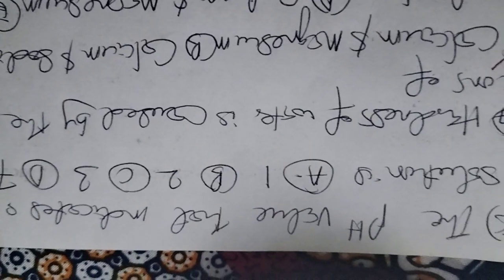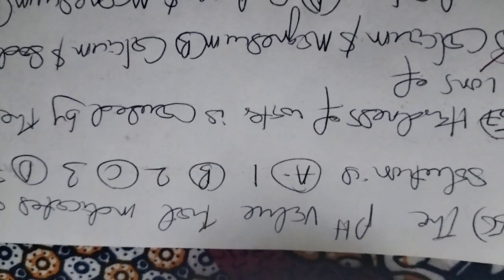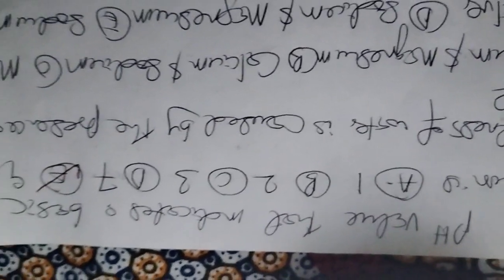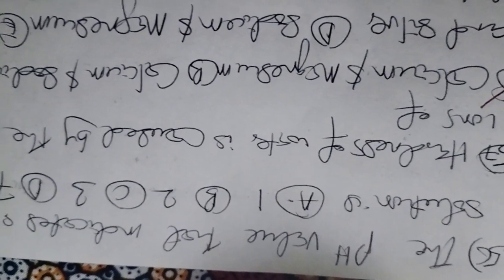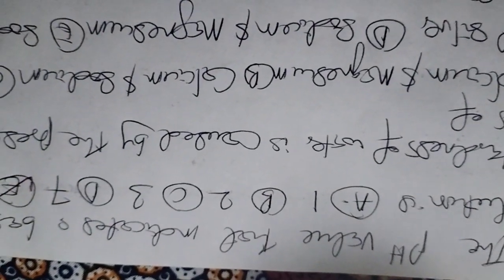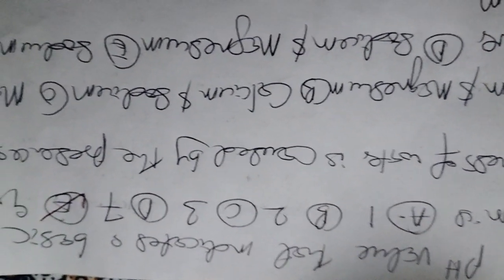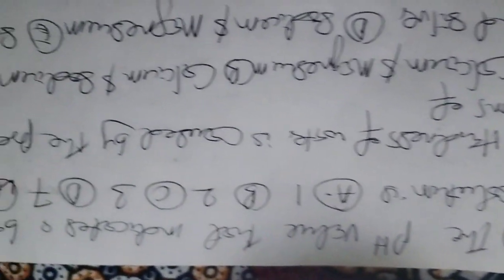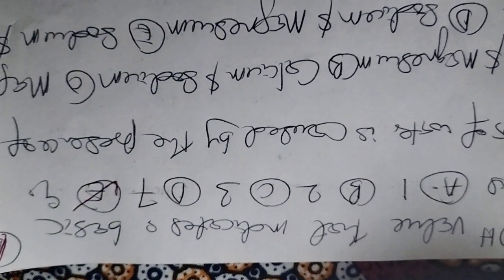Number 56. The pH value that indicates a basic solution is A, 1, B, 2, C, 3, D, 7, and E, 9. Number 56, the answer is E, 9. A pH of 9 is basic.